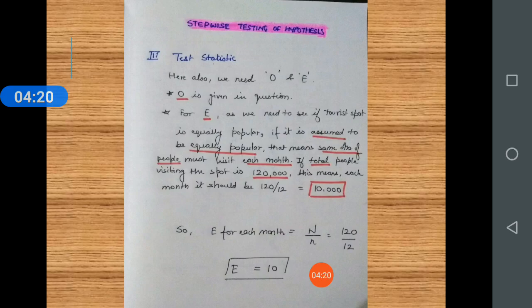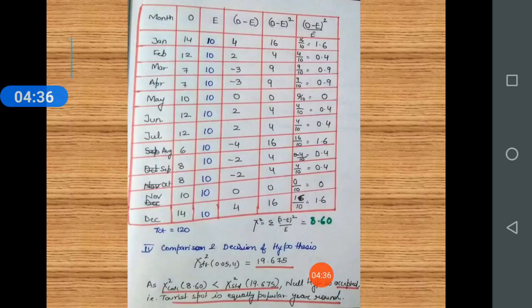So, the expected frequency for each month will be equal to the total frequency divided by the total number of cases, which is equal to 120 divided by 12. So, the expected frequency becomes 10. Now, for each month, we have the data of observed frequencies as 14, 12, 7, 7, and so on, and the expected frequencies are taken as 10 each. For the test statistic, as per the formula, first we need to calculate the difference between the observed frequency and the expected frequency.